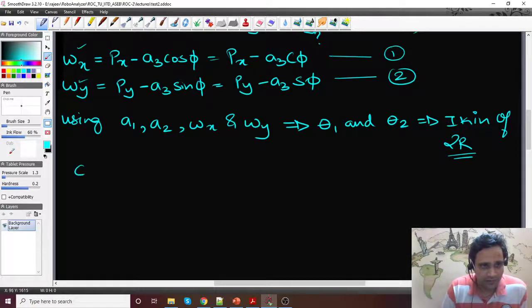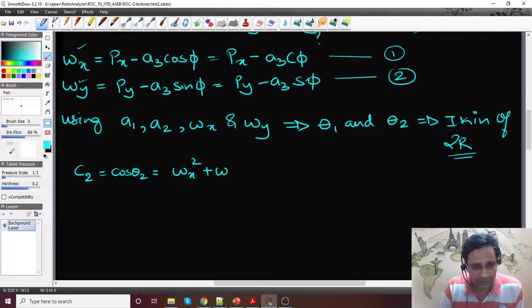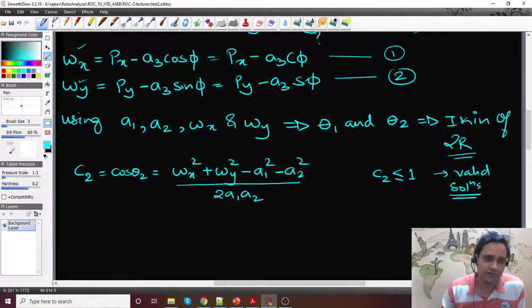So we have a term called c2, which is equivalent to cos theta 2, which will be written as, instead of p I'll have to write w now, wx square plus wy square minus a1 square minus a2 square, divided by 2a1 a2. So this is the value of c2. Again, somewhere here we have to cross check whether c2 is less than or equal to 1 for valid solutions. Otherwise the point will be beyond the robot's reach.